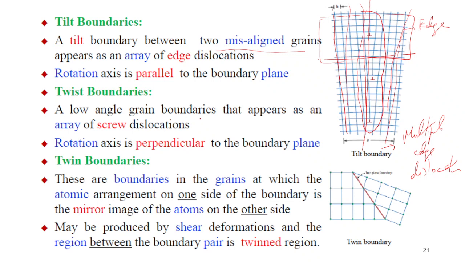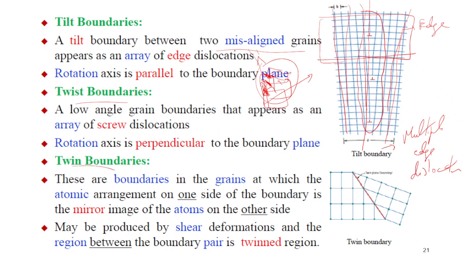Whereas for twist, the low angle grain boundaries appear as an array of screw dislocations. So instead of edge dislocations, I believe if we have screw, it will be like this. It's a little hard to draw actually. So these are screw dislocations, and the rotation axis is perpendicular to the boundary. I believe the boundary will keep extending in this direction, whereas the rotation axis will be in this direction. So it is at a 90-degree angle. This is a bit hard to visualize. I'll try to get a video for this, for twist boundaries.